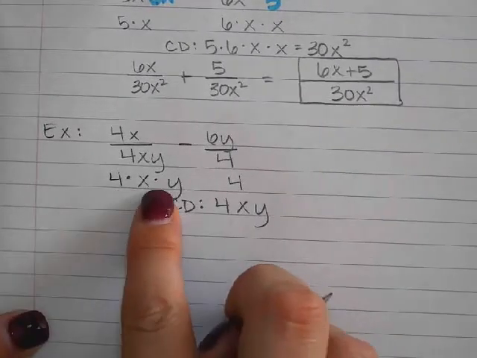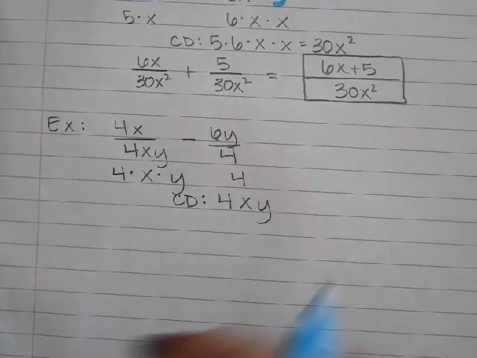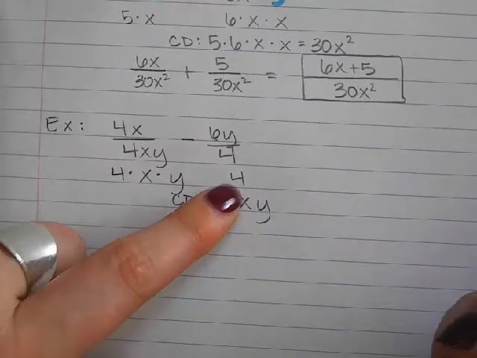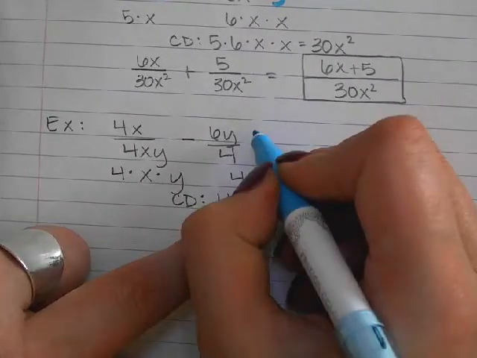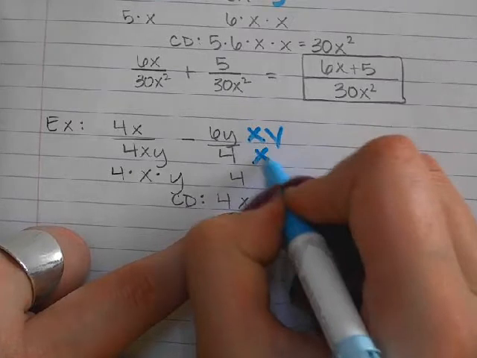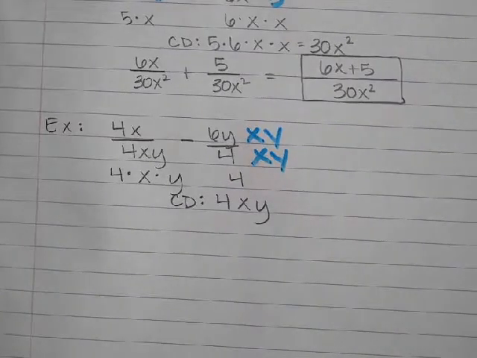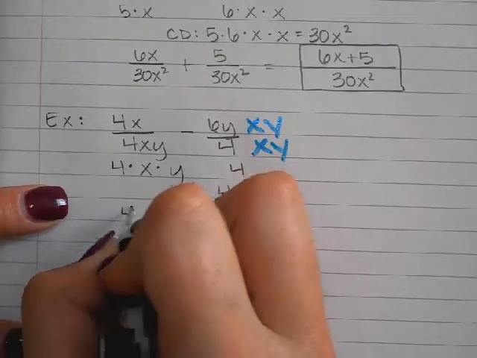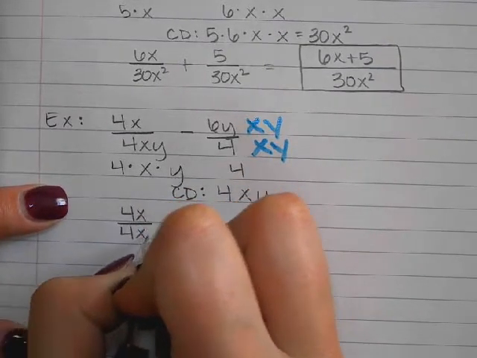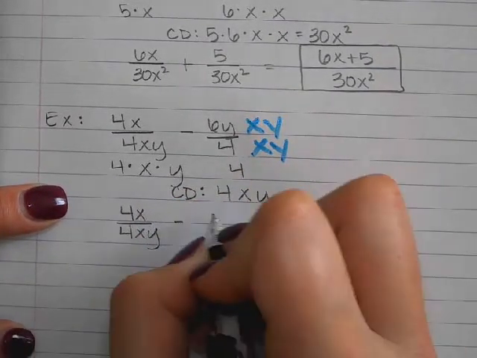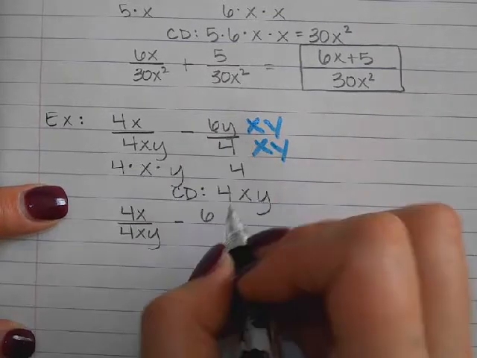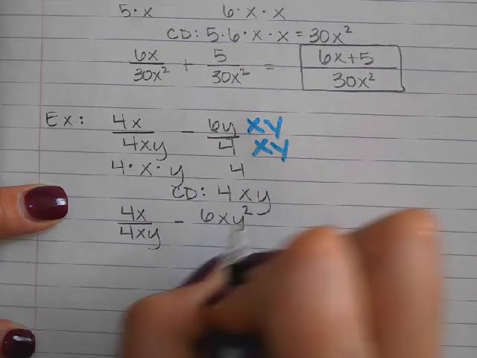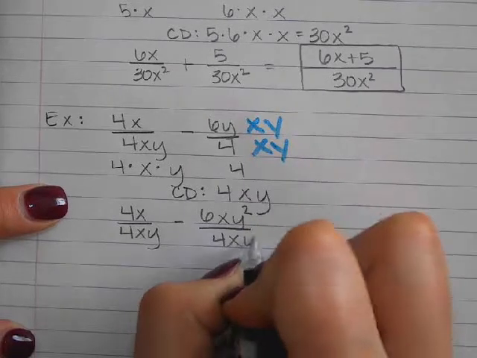So the first fraction has all 3 pieces to it. The second fraction only has the 4. It does not have the x or the y. So I'm going to say xy on top, xy on bottom. So now I can go ahead and rewrite my fractions. So I have 4x over 4xy minus 6xy squared over 4xy.